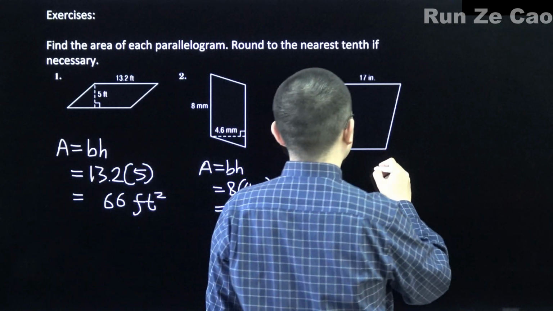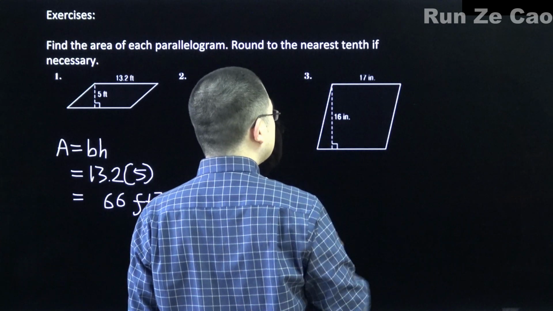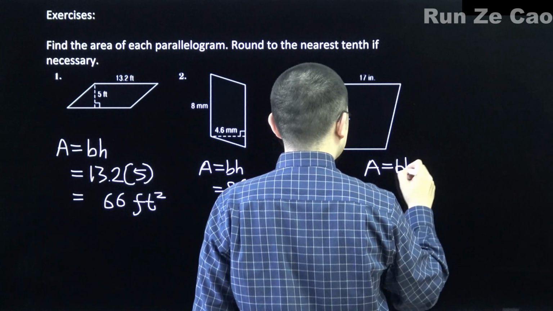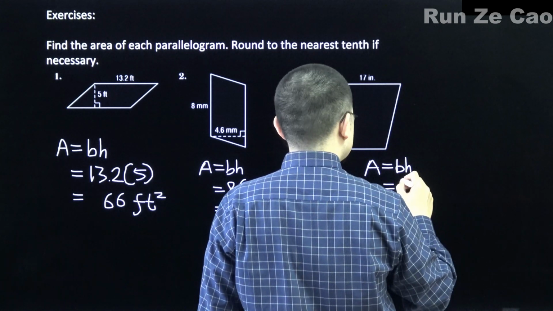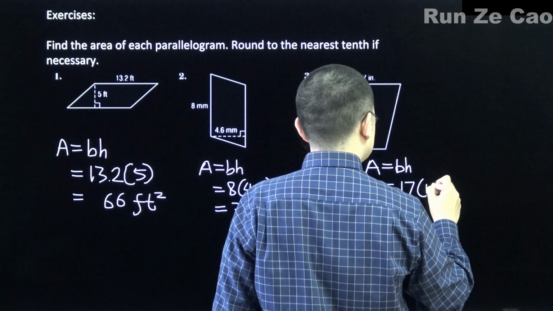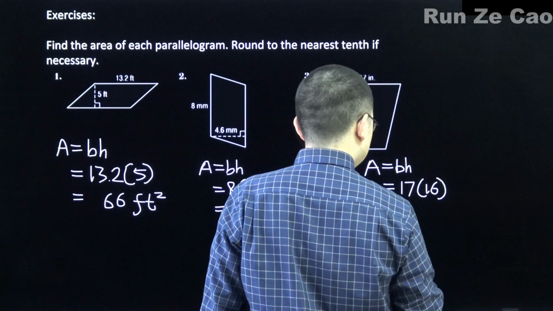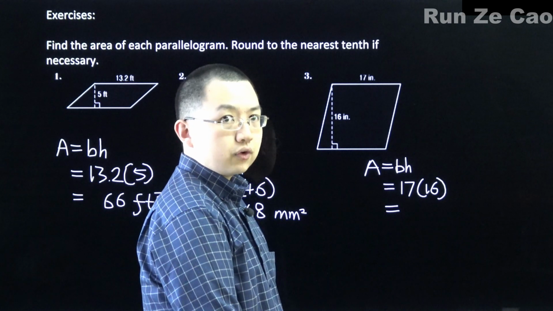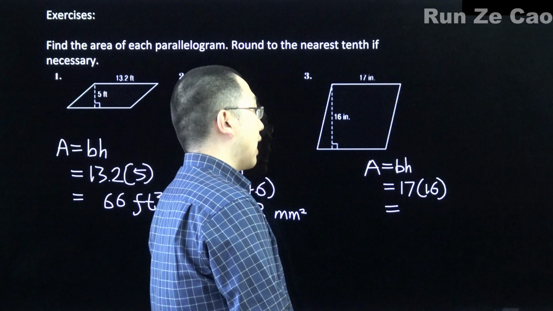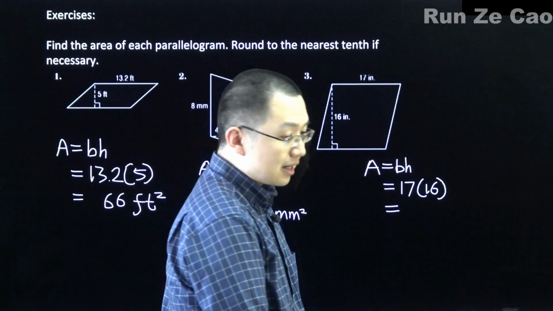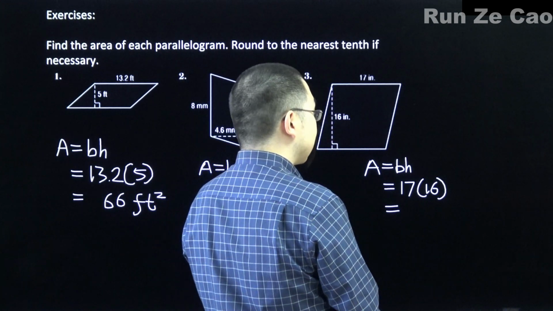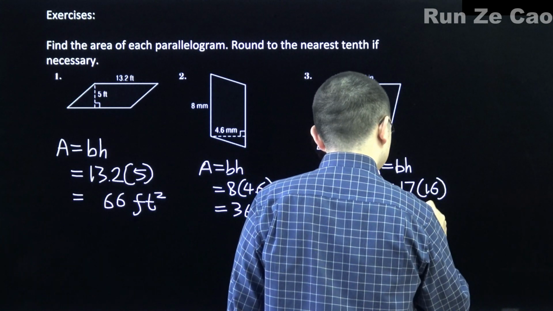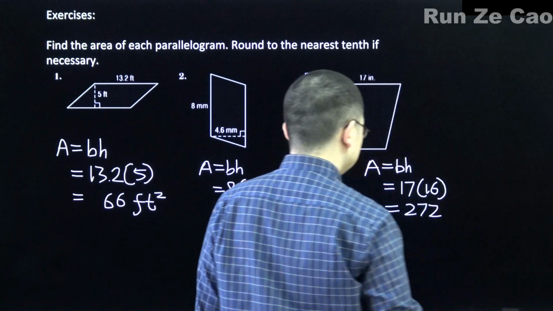Okay. What about 16 inches here, height, and 17 inches base? Well, area is still base times height, which means 17 by 16. And 7 by 6 is 42. And 1 by 16 is 16. So that's 112 plus 160 gives you 272.